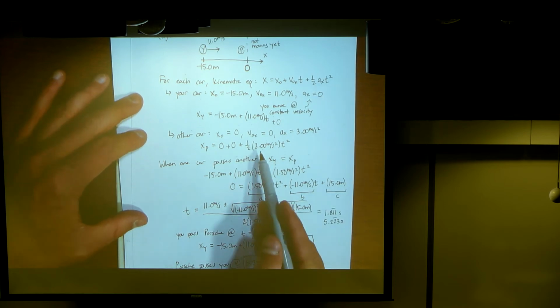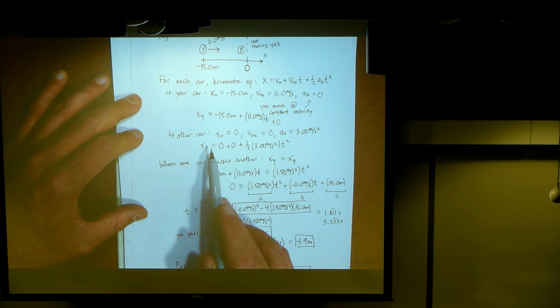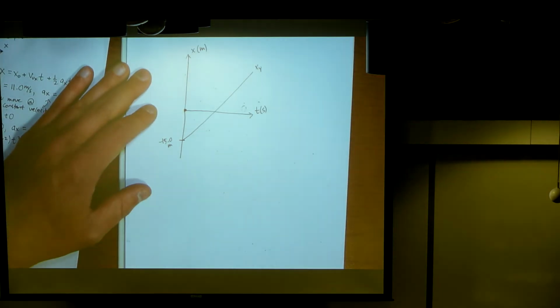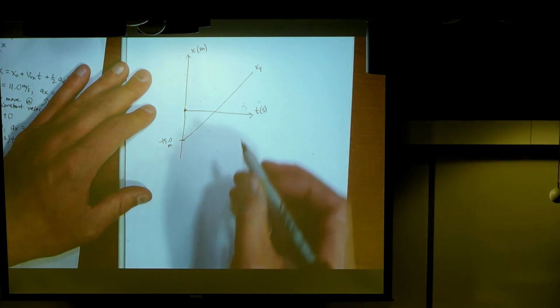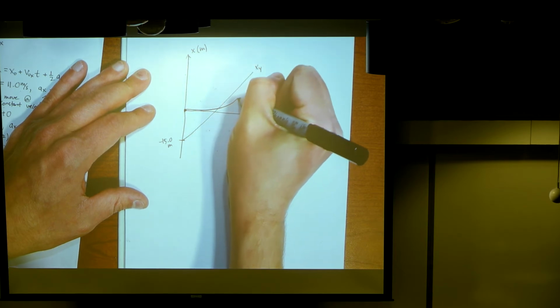This would be a parabola, right? Because it's a t squared. And also, it starts right here at x equals 0. So we want to show a parabola going concave up, starting right here. I'll do my best to draw that, but it would look, I don't know, something like this. Yeah?